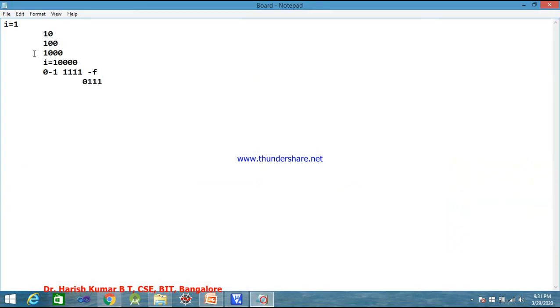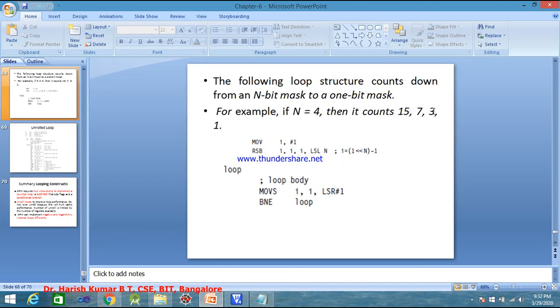And next iteration, this is again shifted right by 1 more bit, it will become 0 0 1 1, and next it will become 0 0 0 1. So now you have F, this is 7, this is 3, and this is 1. F is nothing but 15. It goes for 4 iterations: 15, 7, 3 and 1. Now this is another example.